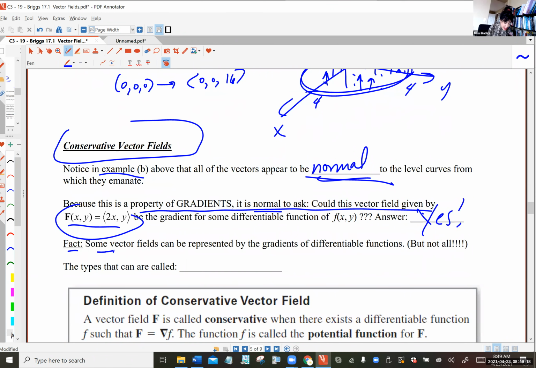This fact, some vector fields can be represented by the gradients of differentiable functions. Not all. Okay, don't get all excited. Not all. The ones that can are called conservative vector fields. So let's do the official definition of a conservative vector field, and then we'll get to the theorem that will help us figure out if a vector field is conservative or not without having to graph it.